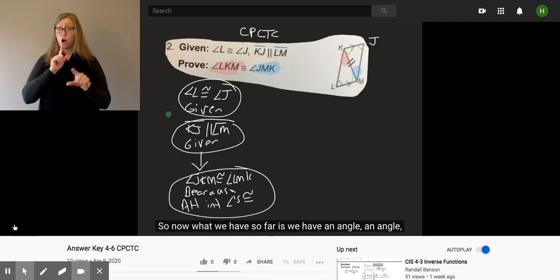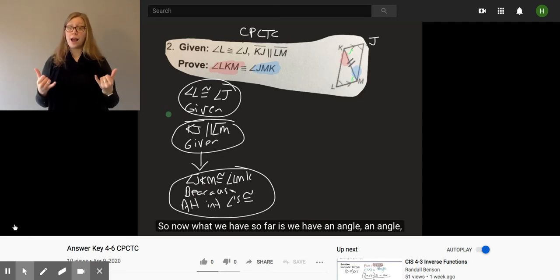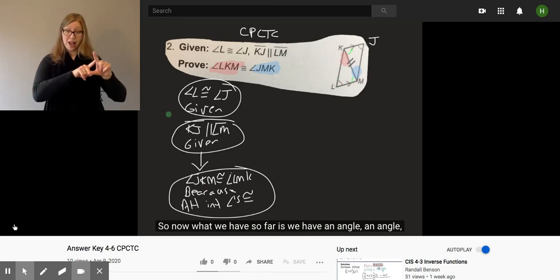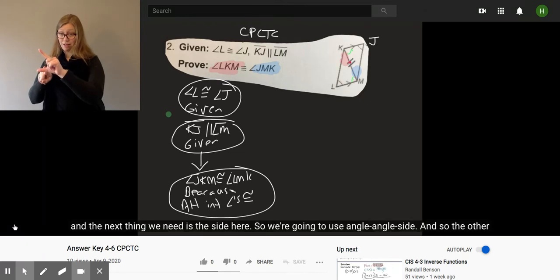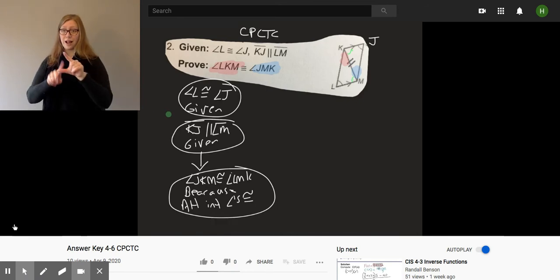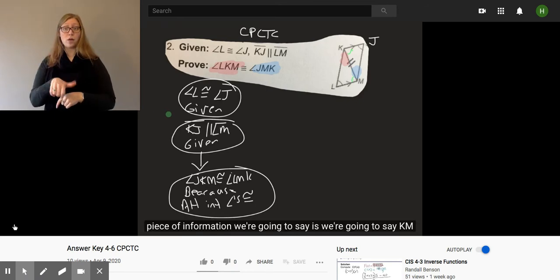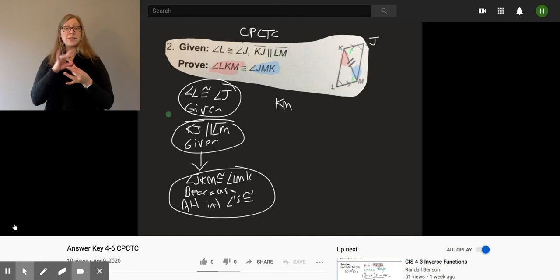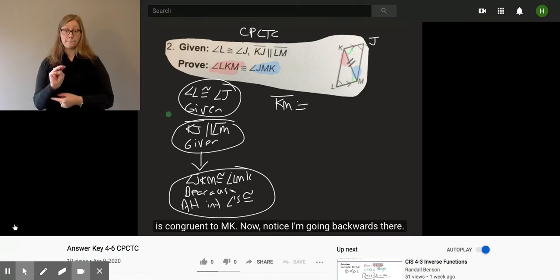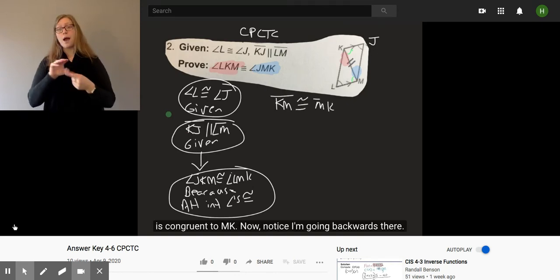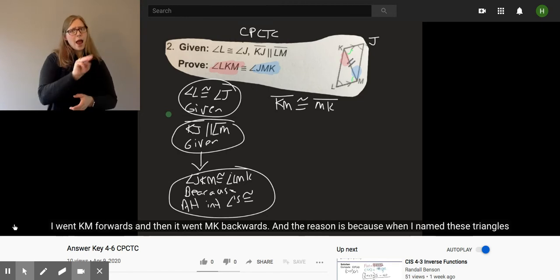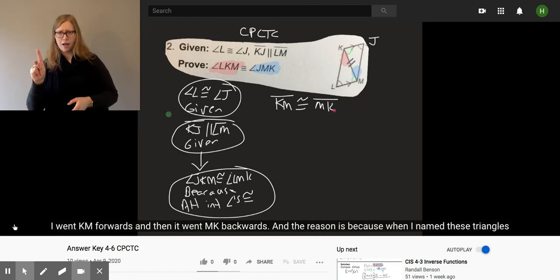And so now what we have so far is we have an angle, and the next thing we need is the side here. So we're going to use angle, side. And so the other piece of information we're going to say is KM is congruent to MK. Now notice I'm going backwards there. I went KM forwards, and then I went MK backwards.